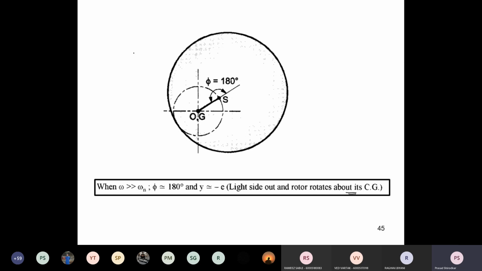of forcing frequency versus natural frequency or critical speed.